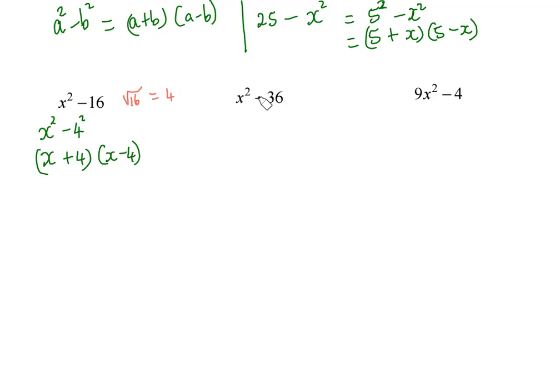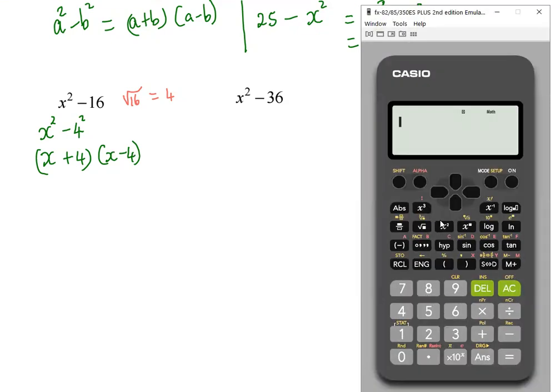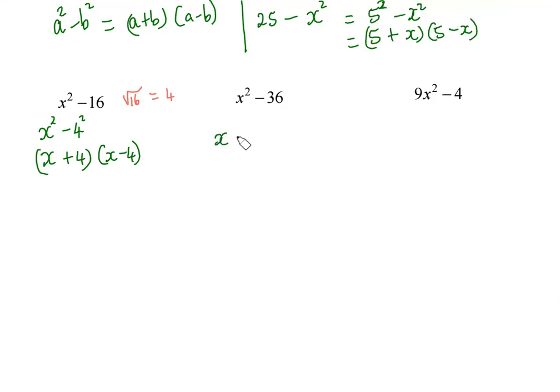Let's look at this. What is x squared minus 36? 36 has a square root. You go to your calculator and punch square root of 36, and you see that it's 6. Once you know the square root of 36, it's going to be easy. You add the square roots, x plus 6, x minus 6.